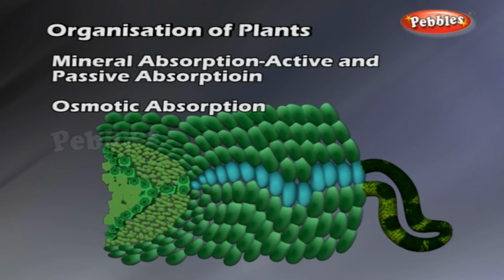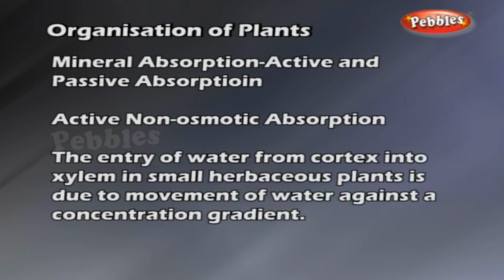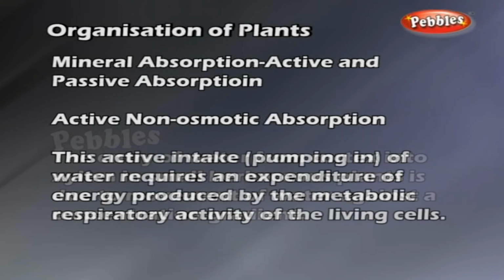From root hairs to the xylem via cortical cells, water is believed to move by osmosis. Active non-osmotic absorption. The entry of water from the cortex into the xylem in small herbaceous plants is due to movement of water against a concentration gradient.